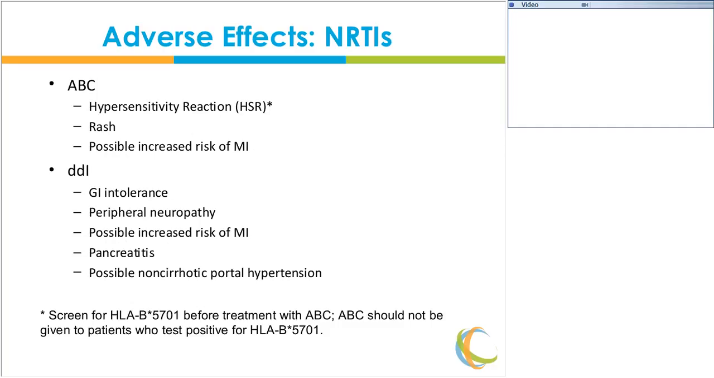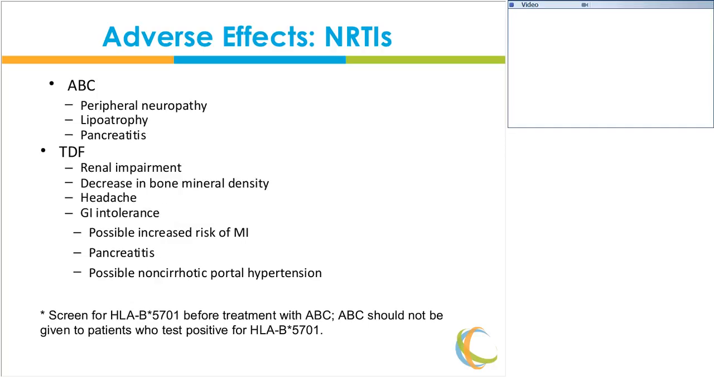Didanosine, or DDI, can cause gastrointestinal side effects, peripheral neuropathy, pancreatitis, and possible non-cirrhotic portal hypertension and an increased risk of MI. Again, I emphasize that in any patient that you are considering abacavir, or ABC, a screening for the HLA-B5701 should be performed.